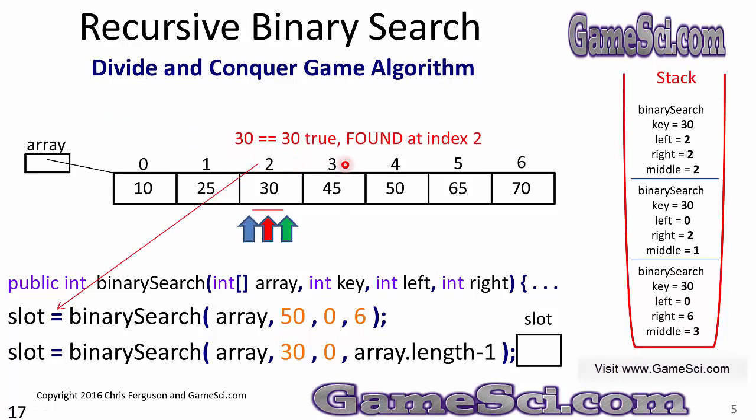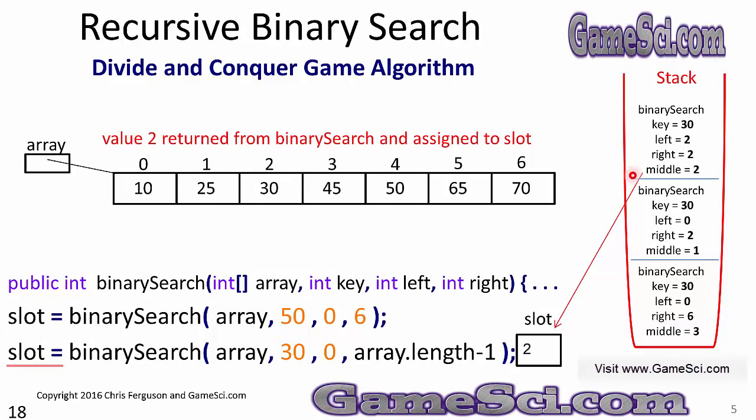When we go to the middle item of our range and ask is 30 a match for 30, it is a true statement. We found it at index 2. We need to send back that 30 is located at position 2 of the array. You don't send back the 30, you send back that 30 was at position 2. And you can see the 2 from the middle variable is sent back and is going to be assigned to the variable slot. 30 was found in position 2.